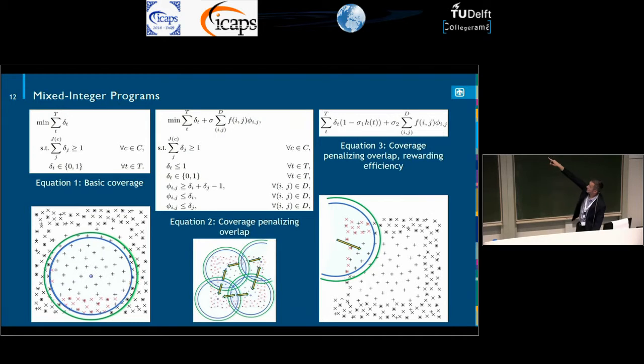Anyway, the next picture here is just to say, we wanted to penalize overlap a little bit here, right? So we're trying to push the footprints a little bit further away, right? But we're getting some behavior where they're going towards the boundaries. So we reward efficiency, and that kind of ends up pushing these placements back in.